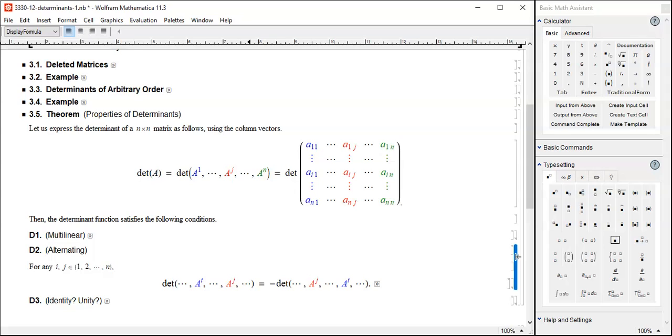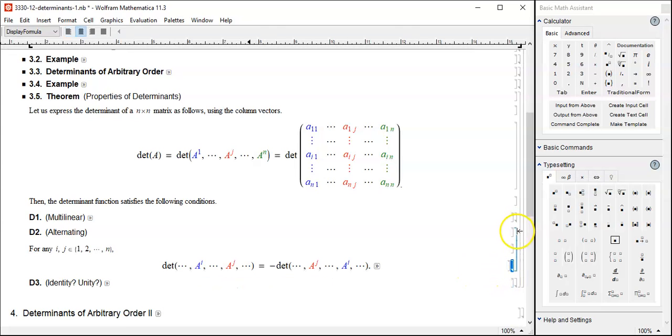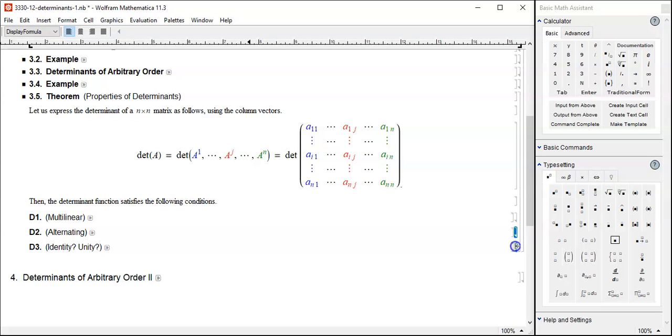Alternating: if I switch two columns, ith and jth, then you have the negative of the determinant. Here's an immediate consequence. If those two columns are the same, then even after switching, even after taking the negative, we have to have the same value. So what real number stays the same after taking the negative? That should be only 0. So here it is. If you see two identical columns, then the determinant is 0. Again, we're going to prove it in a separate video.